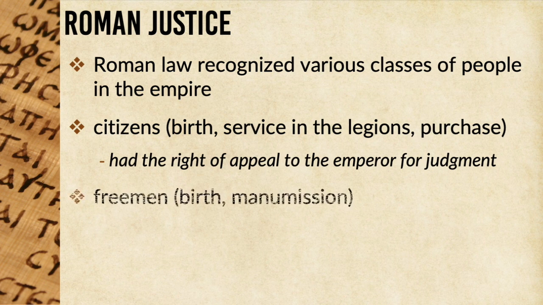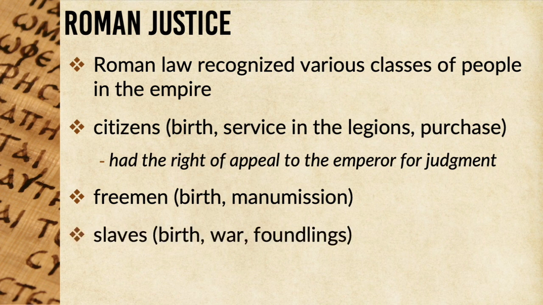Then we had freemen. Freemen could be free on the basis of birth. If their parents were free, they were born free. They also could be free because they had been freed. So slaves could become freemen if their master either sold them their freedom or actually just gave them their freedom. And sometimes masters did that. And then their children after them would be born free.